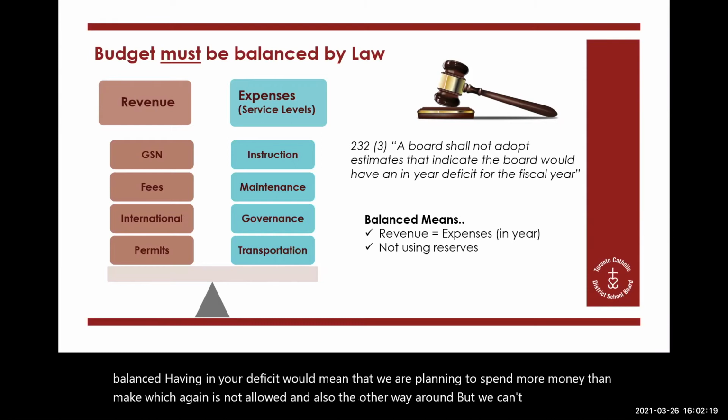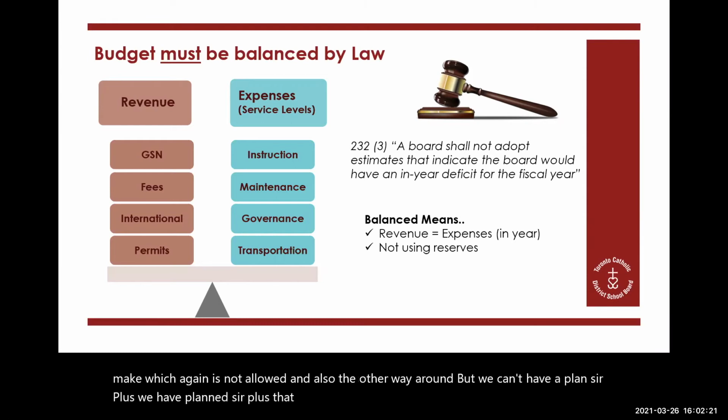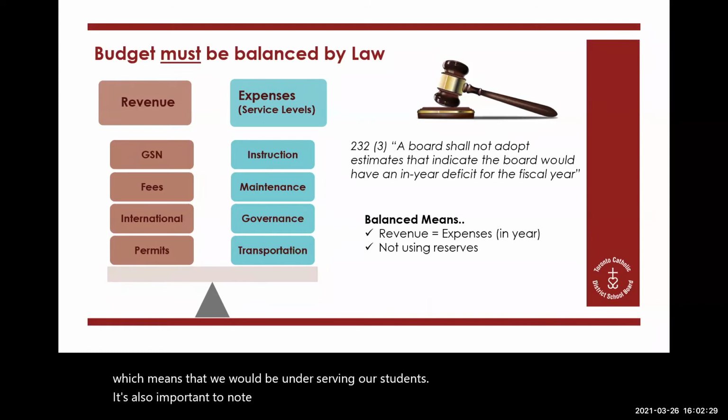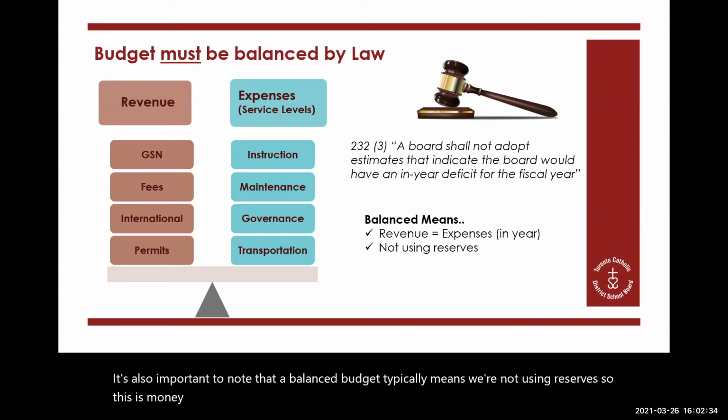If we have a planned surplus, that means we're planning to spend less money than we take in, which means that we would be underserving our students. It's also important to note that a balanced budget typically means we're not using reserves. So this is money that may have built up over years for various different reasons.